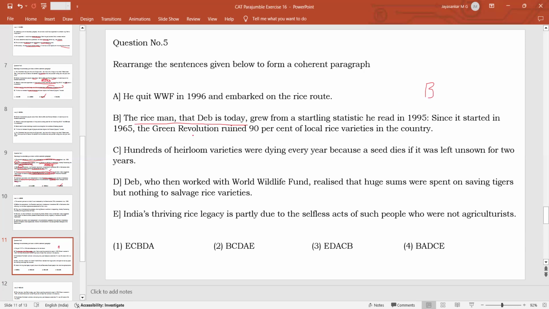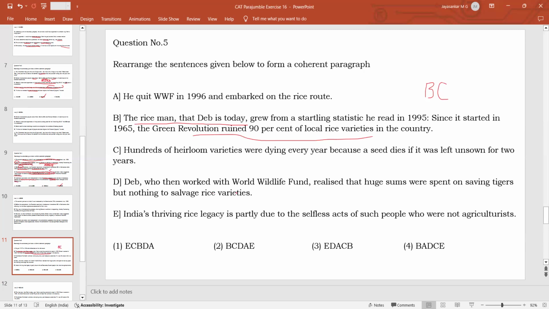So further explanation of the statistic is given in option C. Hundreds of heirloom varieties were dying every year because a seed dies if it was left unsown for 2 years. So this is what was happening after the Green Revolution. So local varieties of rice were not being sown, and since they were not being sown, they were dying. So this further explanation of the statistic is given in option C. So this is definitely the next sentence.